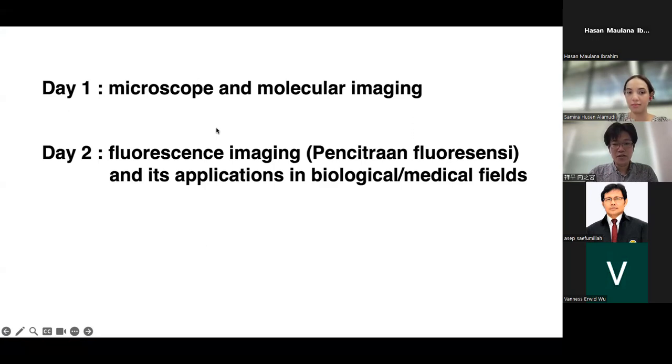So Google Translator tells me the Indonesian word for fluorescence imaging is this. I'm not sure about the pronunciation, but Samira, is this correct? Yes, I think that's a very good translation. Okay, good. Google Translator always tells me the correct thing. Okay, so I will talk about fluorescence imaging and its applications in the biological and medicinal fields.